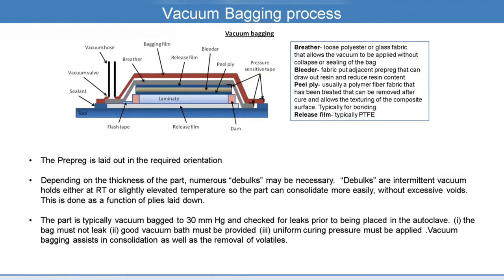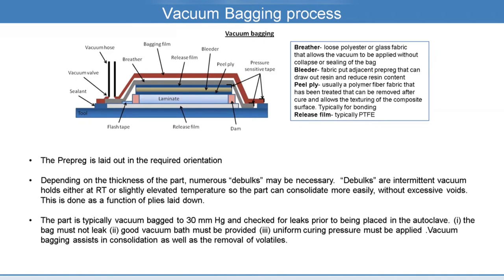Depending upon the thickness of the part, if you have a very thick part, you may require multiple debulks. And I talked about how debulks are basically trying to remove these voids through a vacuum process or some application of pressure. Debulks are really intermittent vacuum holds, at either room temperature or slightly elevated temperature, so the part can consolidate much more easily. Of course, if you press two laminas together and there are any voids, if I press it hard, then the voids could come out. And then the cross-linking becomes more natural and more complete.